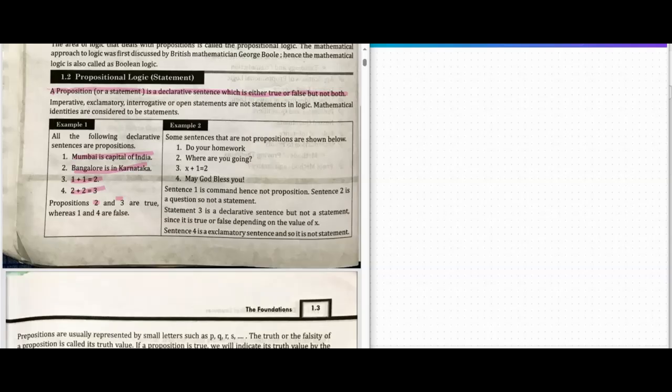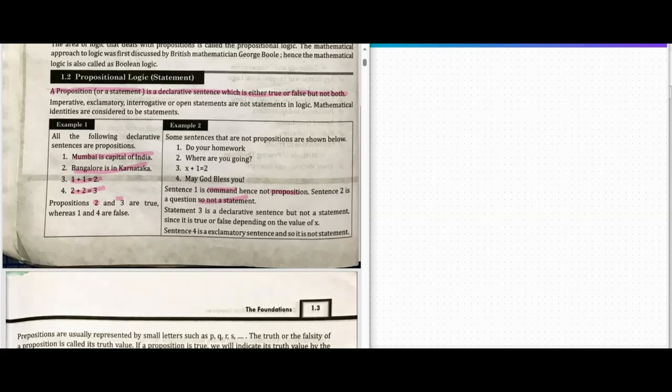Now, some sentences that are not propositions are shown below. Do your homework. Where are you going? X plus 1 is 2. May God bless you. So here, sentence 1 is a command, hence not a proposition. Commands cannot be propositions. Then sentence 2 is a question, so that is not a statement. Again, if it is in the form of a question, it is not a statement.